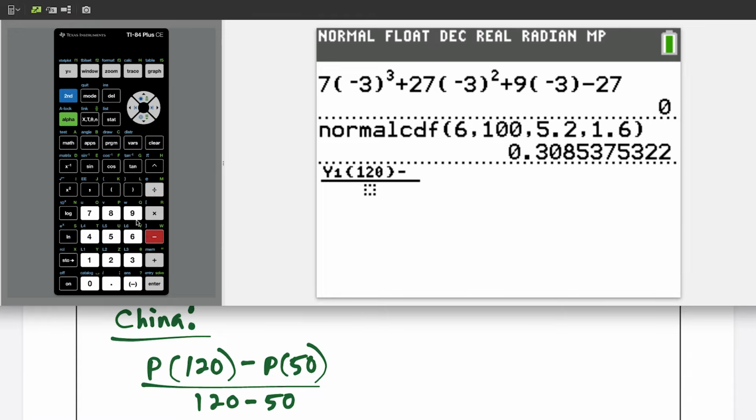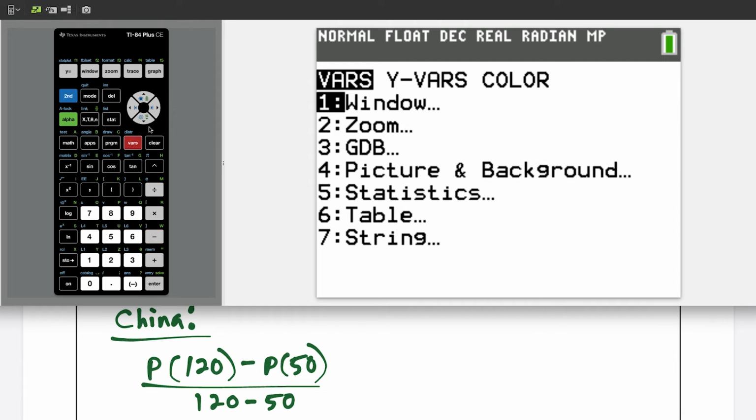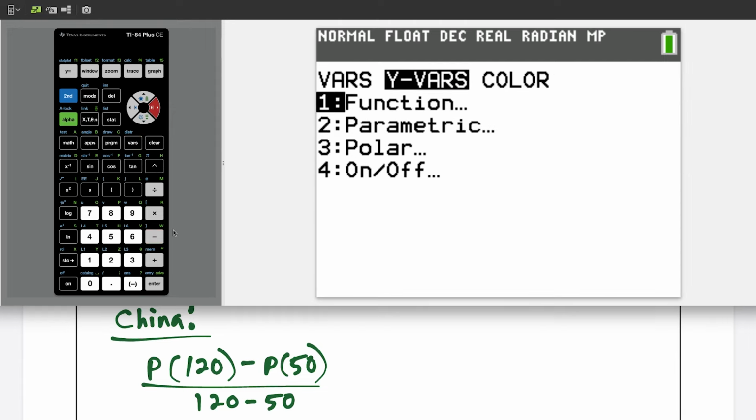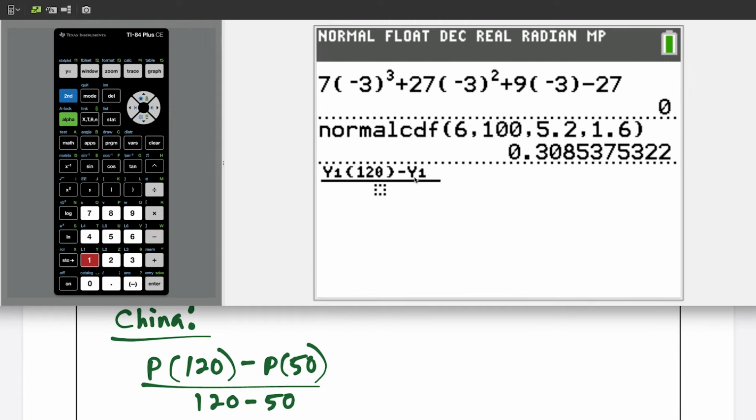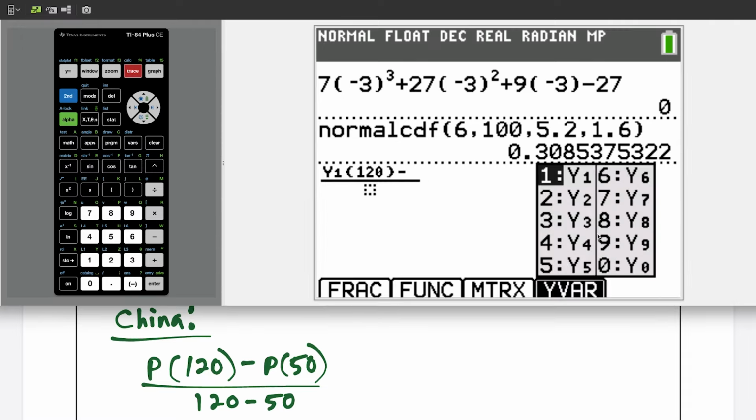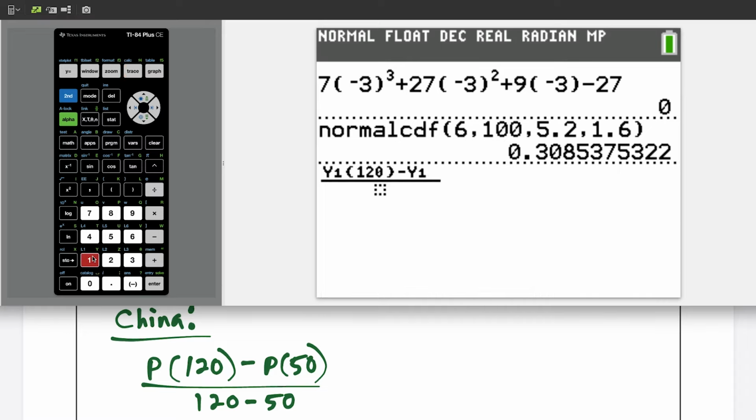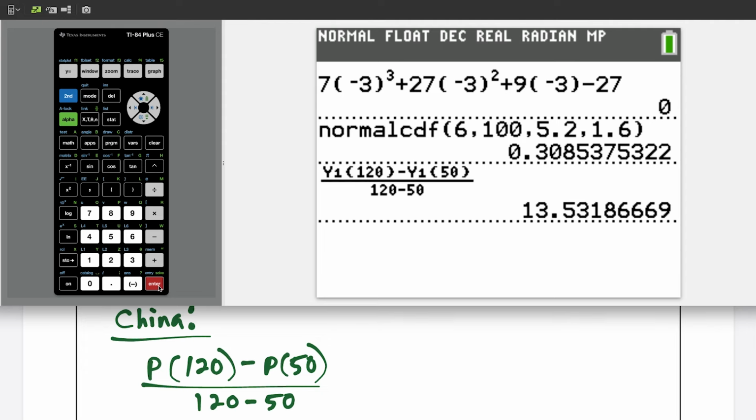And then I'm going to go minus, and we have alpha trace. If you have an older calculator, you could press vars and go to the right and go to function, and you could find y1 over there as well. But the newer TIs, you can just do alpha trace and get right to y1. And I'm going to type in 50, and we are dividing by 120 minus 50. So I could just type this in directly. So this is for the average rate of change in the population of China.